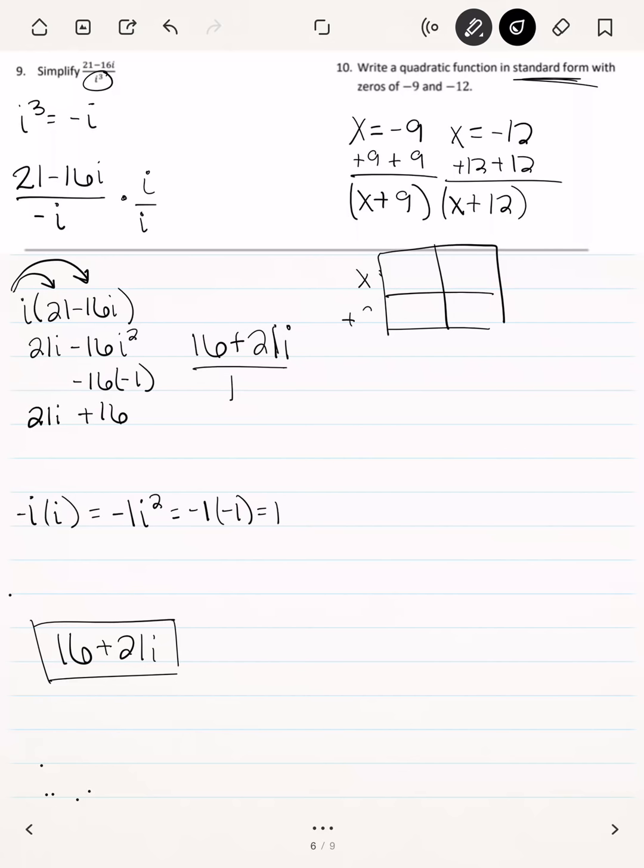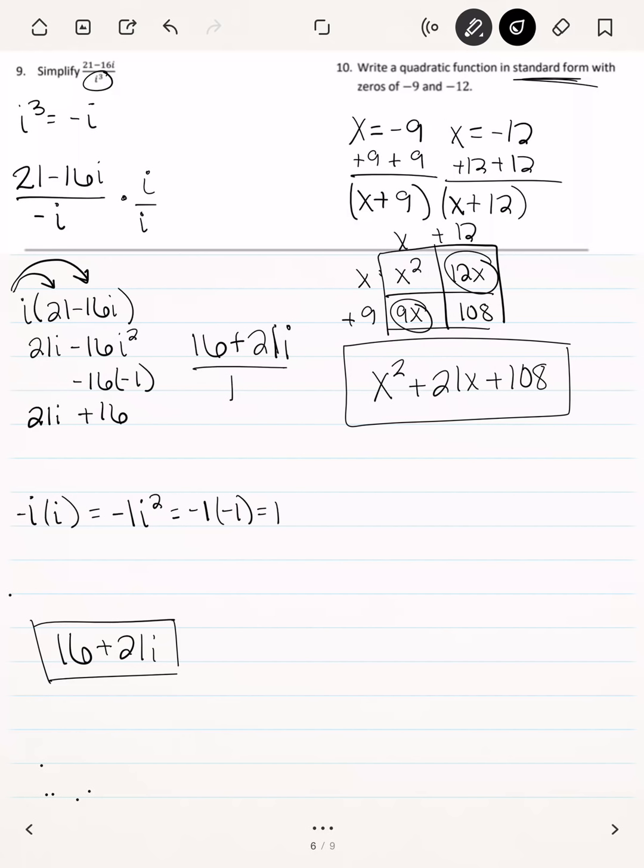So I get x plus 9, x plus 12. So x times x is x squared, x times 12 is 12x, x times 9 is 9x, and 9 times 12 is 108. So now I just combine my like terms, which are my 9x and my 12x. So I get x squared plus 21x plus 108. And this is my function with the zeros at -9 and -12, and it's written in standard form.